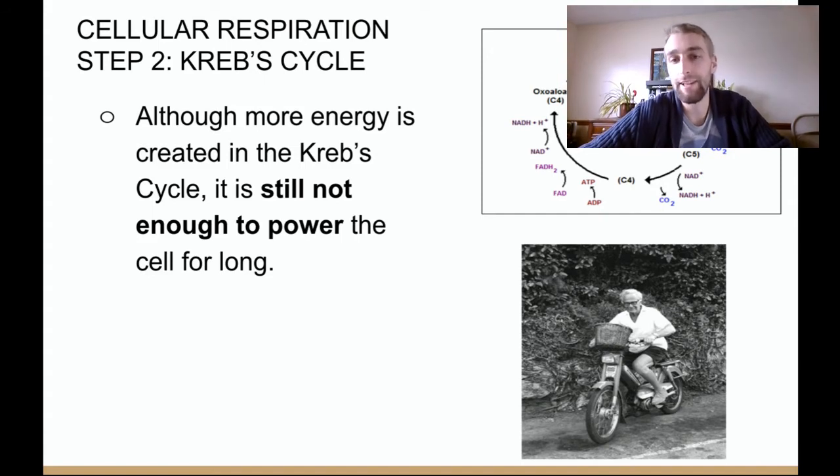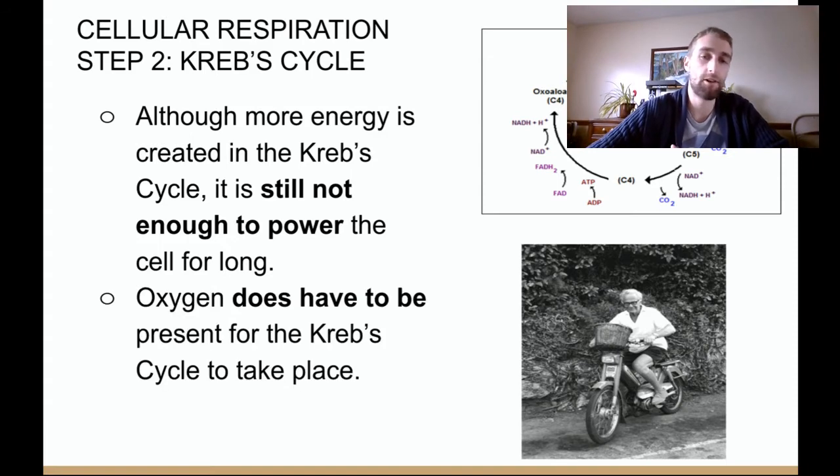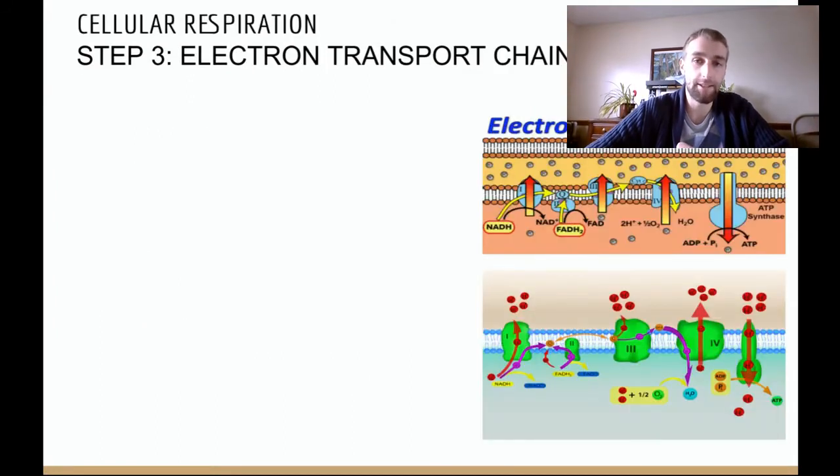So we do get a little bit of ATP from the Krebs cycle, but still it's not very much. It's not a lot. It's not enough to power the cell for a really long time. For this step, oxygen does have to be present, unlike glycolysis. But the energy carriers we get from step 2, from the Krebs cycle, are going to be used in step 3, and that's really what it's all about.